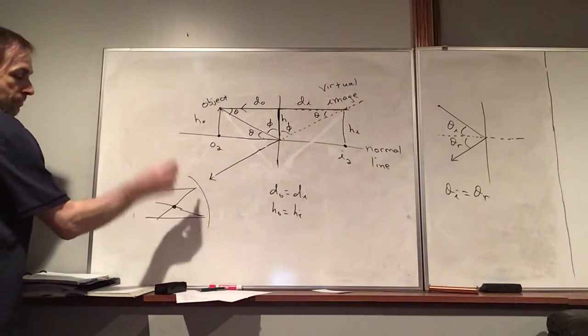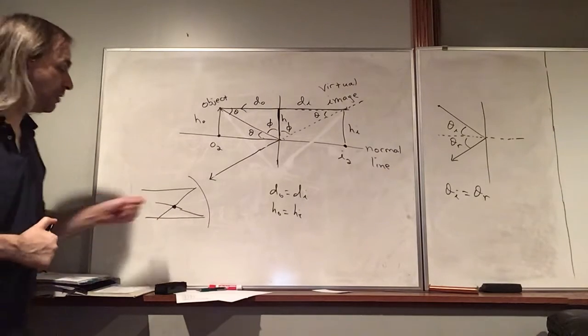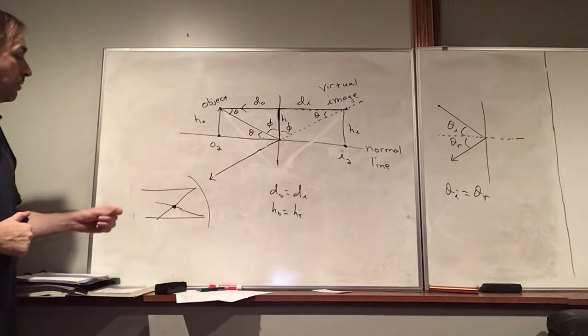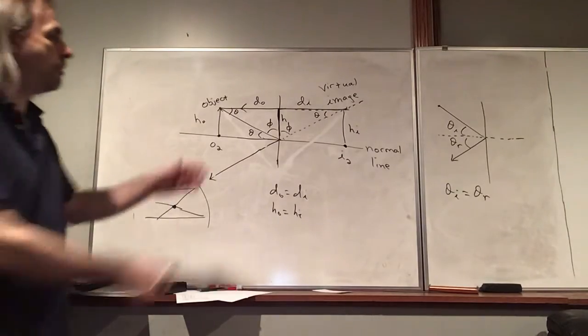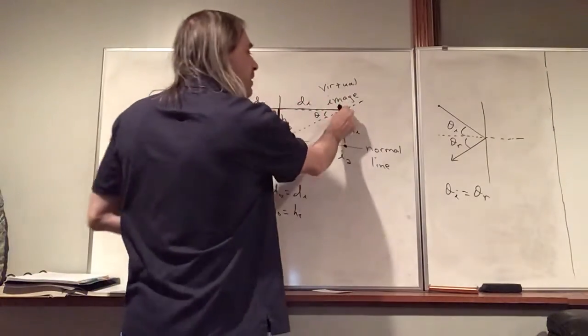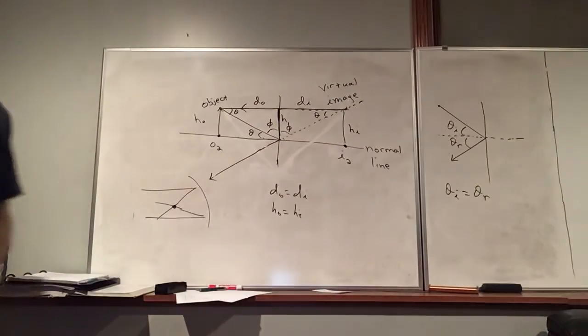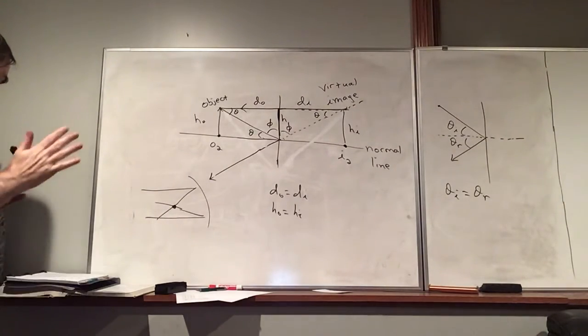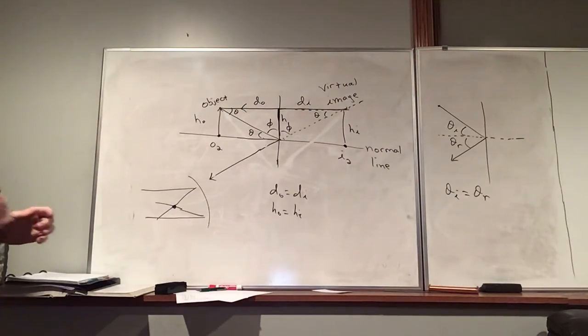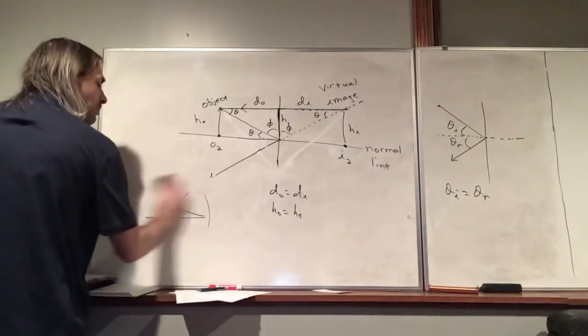So yes, we can have light actually converge at a point, and that would be a real image. But here we have to trace these rays backwards. They only appear to come from that point. That's called a virtual image. All right, I think there's just one more thing I want to talk about when it comes to plane mirrors.